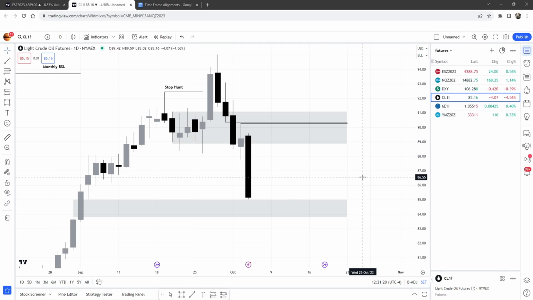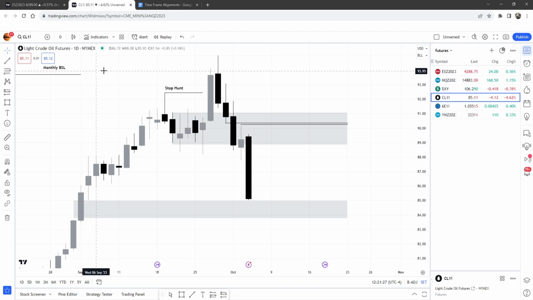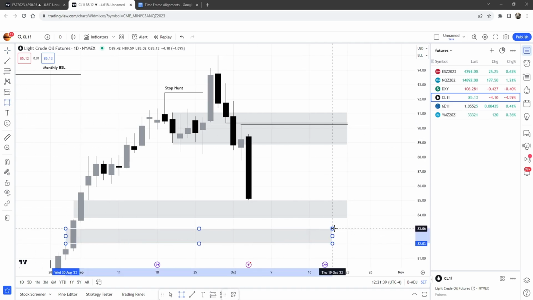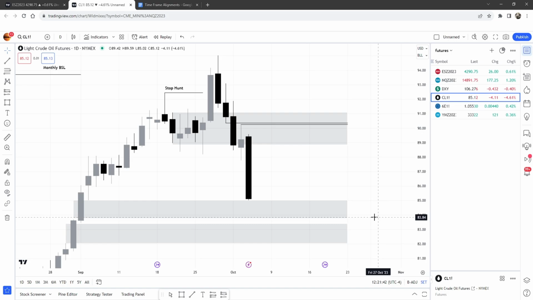When we are looking at draws on liquidity, we want them to be unmitigated. So this was the very first time that price reached this monthly buy side ever since it was created. Same goes for this unfilled daily FVG here. Ever since it was created, price has yet to return to it. That is what unmitigated means. So price does have something to reach for.